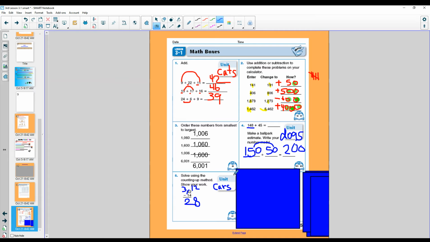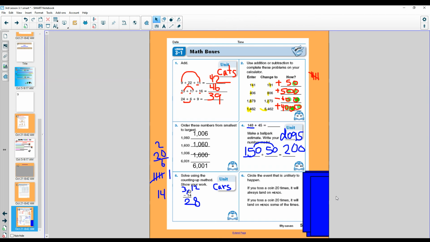Okay, if you were using the counting up method, you would go 14. How many would you add to 14 to get to 20? 14, 15, 16, 17, 18, 19, 20. You would add 6. Okay, so 6 would be counting up. We get to 20. Now we go to 40. We would add 20. And then 42, we'd add another 2. So you would get 6, 7, 8, 28. Same answer as here, just a different way to get the answer.